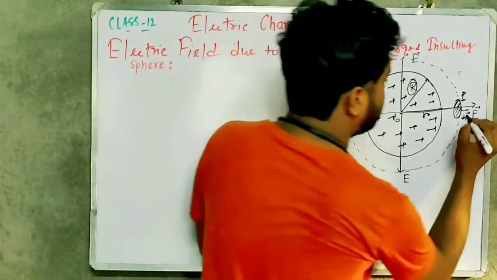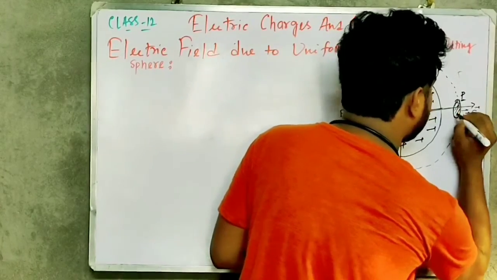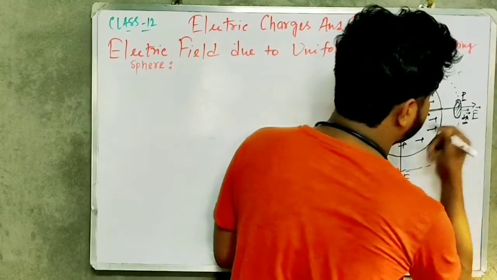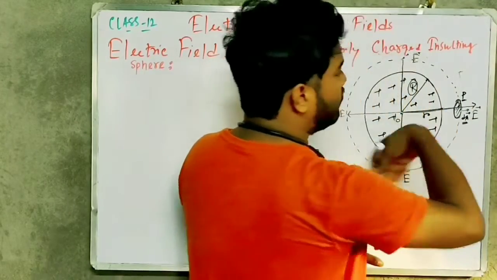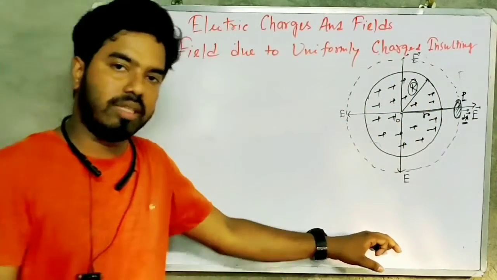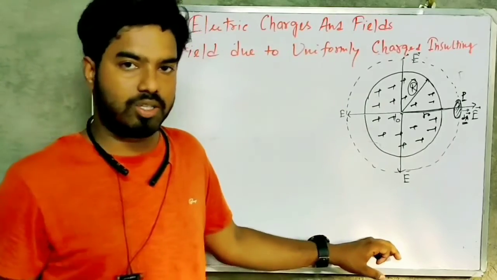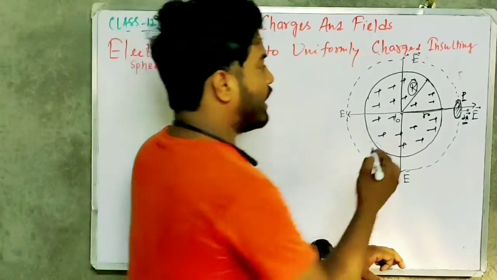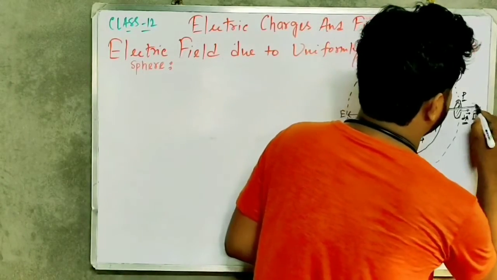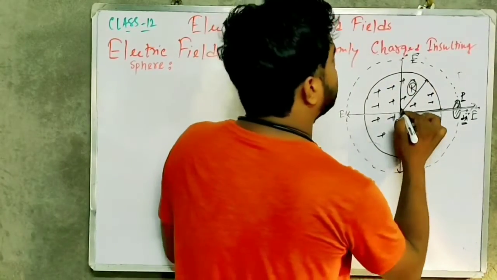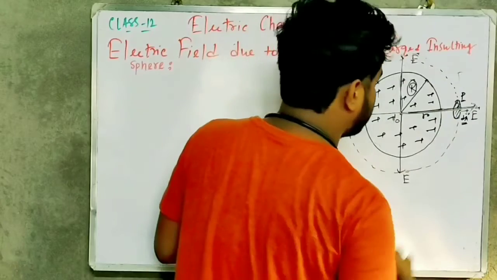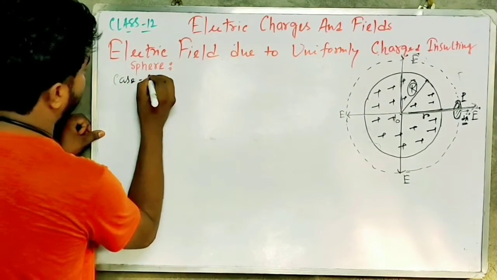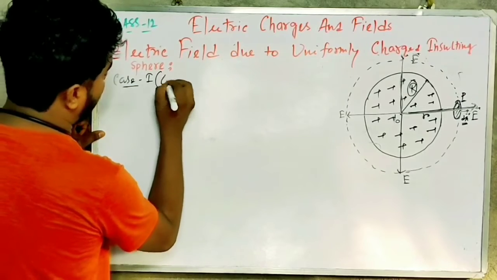Now just consider here a small surface area dA, and the direction is radially outward along the x-axis, and the electric field at every point has the same magnitude, as the charge is uniformly distributed, and the direction is always radially outward. So the direction of electric field along that side will be like that, along that side will be like that. Okay, so first case, case number 1, that is outside.